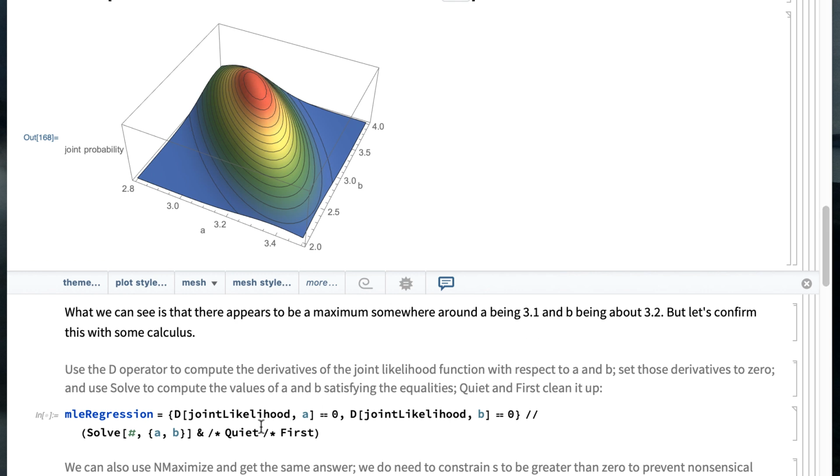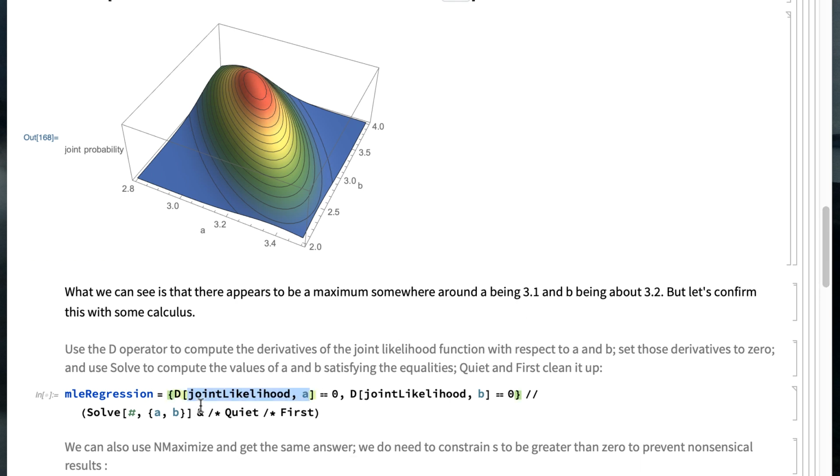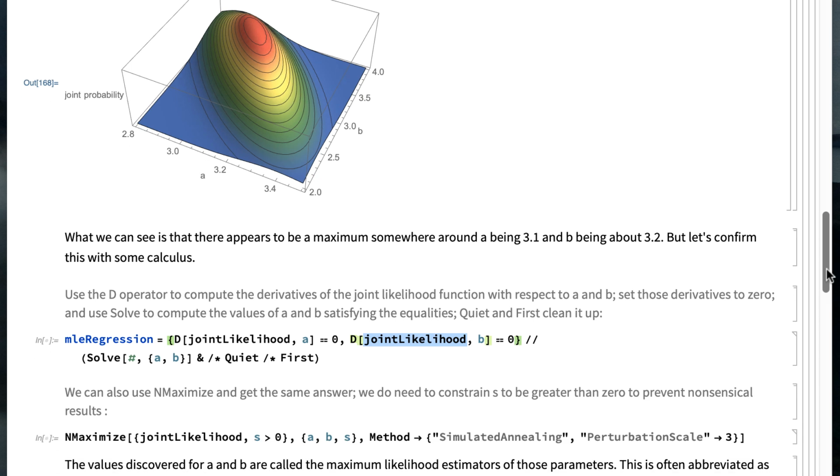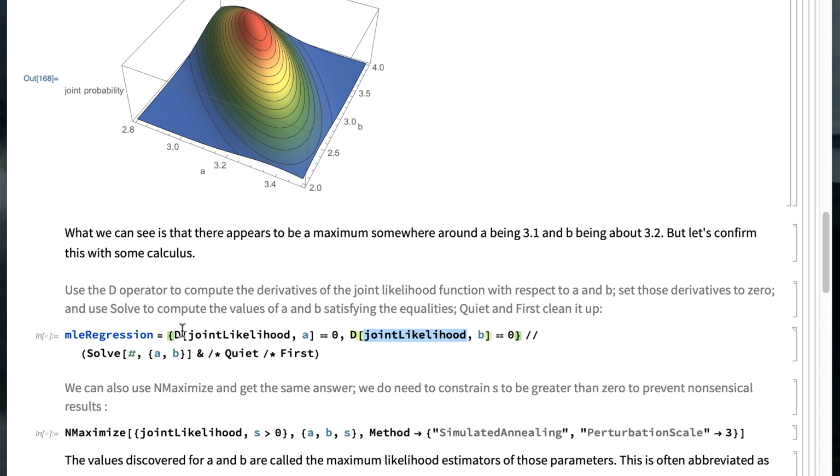We're going to try to find out when the derivative of this joint likelihood function is 0 in the A direction, going this way or that way, and when it is 0 in the B direction. And if we have both of those conditions, we know we are at a local extremum of the function, assuming continuity and some other icky things. All right, so we're going to calculate that. We're then going to stick those equalities into a pipeline where we first solve for A and B.